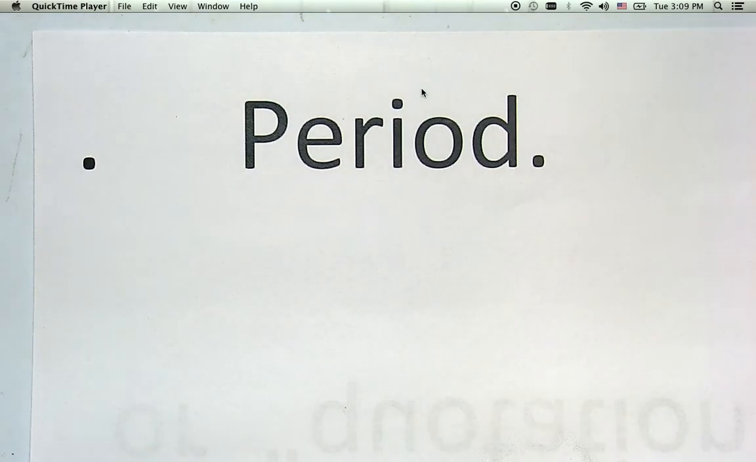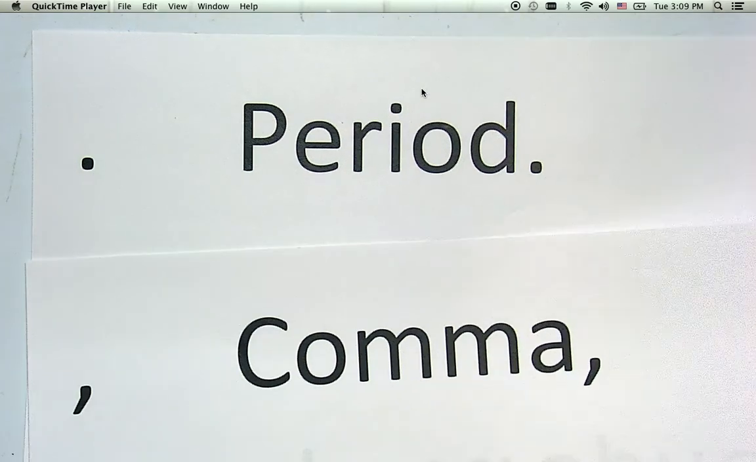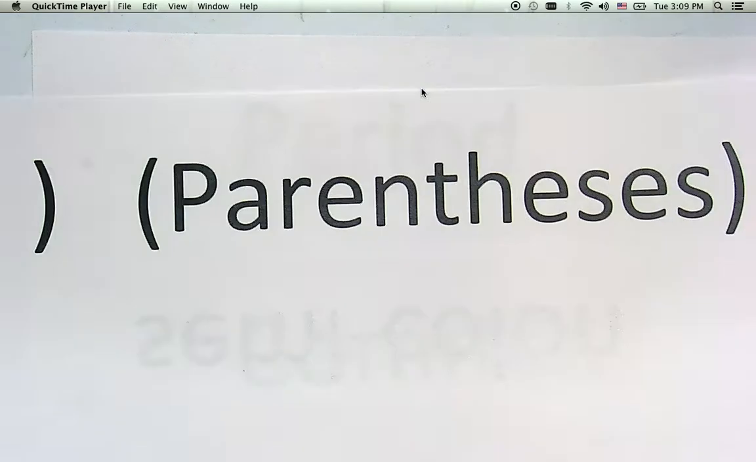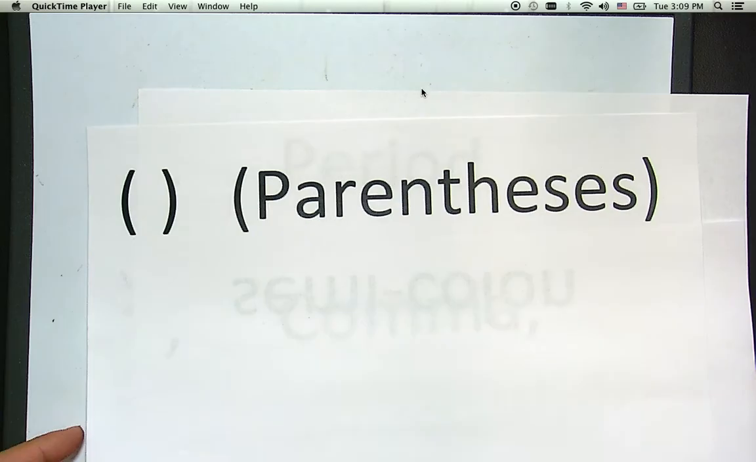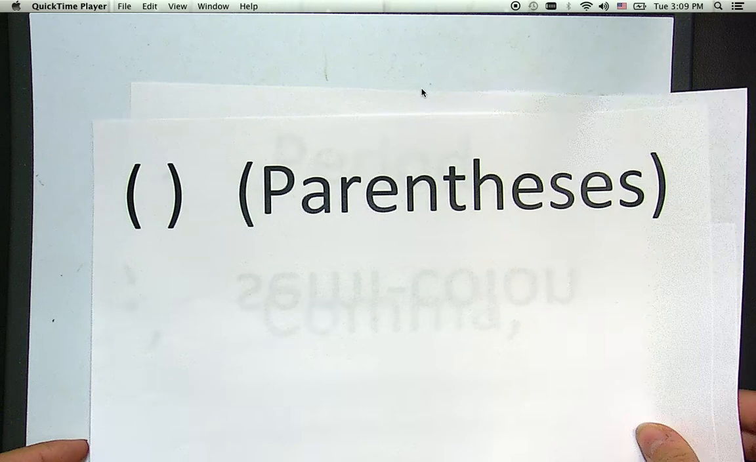Hello, today we are going to talk about punctuation and spacing. In particular, we will talk about periods, commas, and parentheses. These ones, parentheses. There we go. All right.